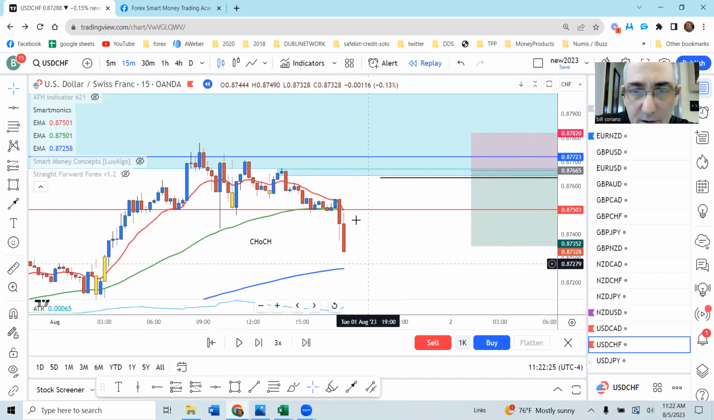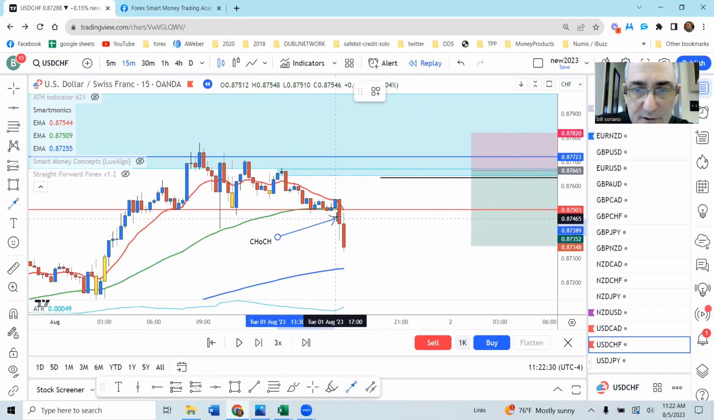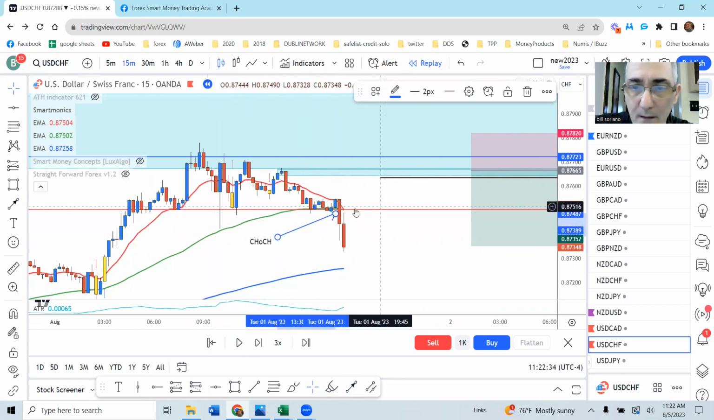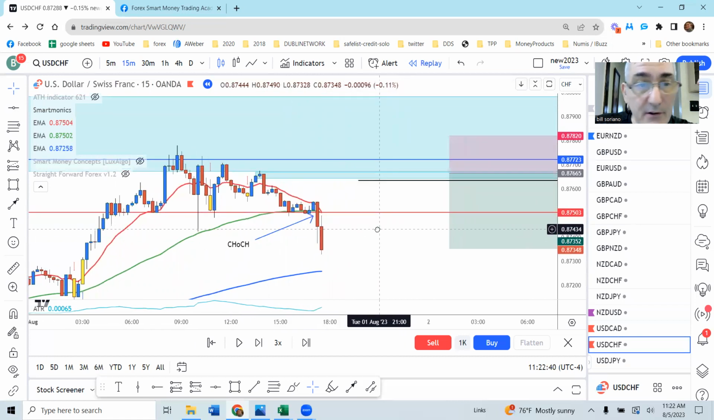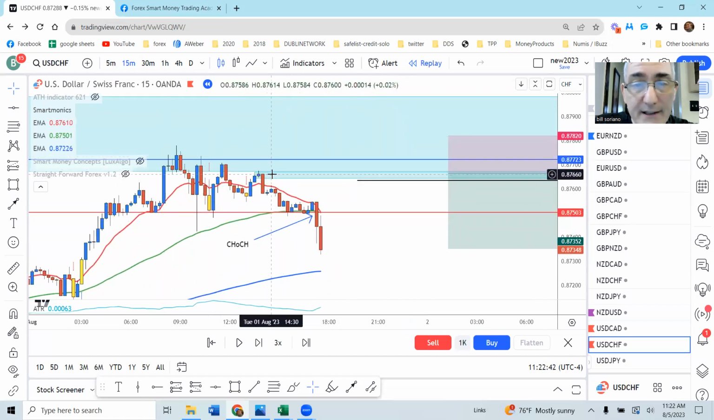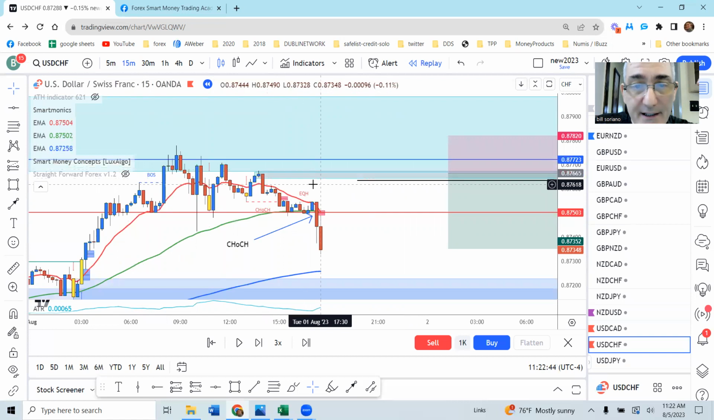Now, right here, there's our CHoCH, right? There's where we get our break of structure to the downside. This candle closes below the area that we identified for our break of structure, which gives us our CHoCH, or our change of character. And now we can identify this. Again, we can use the indicator if we want. It gives us that area right there.